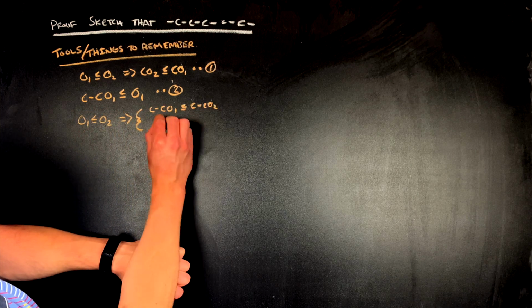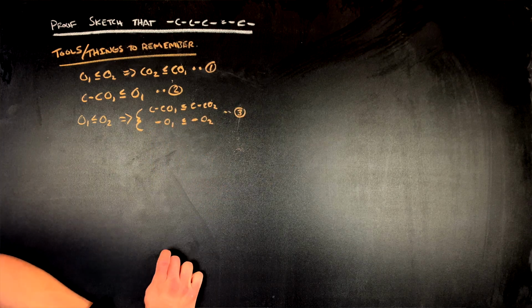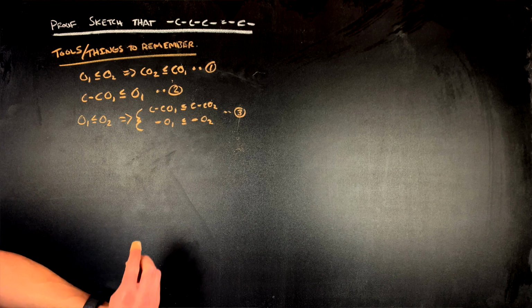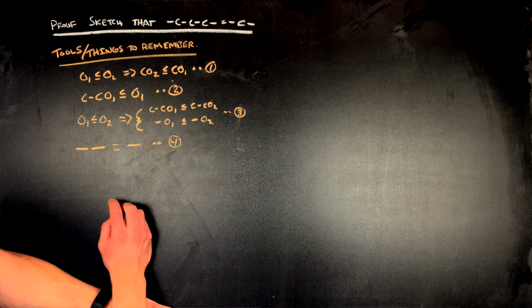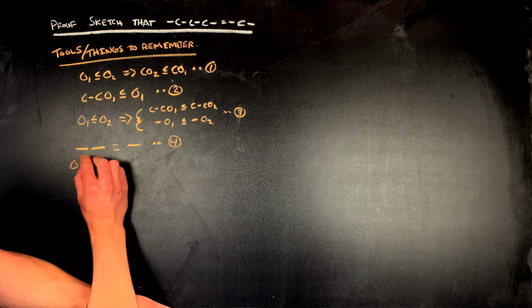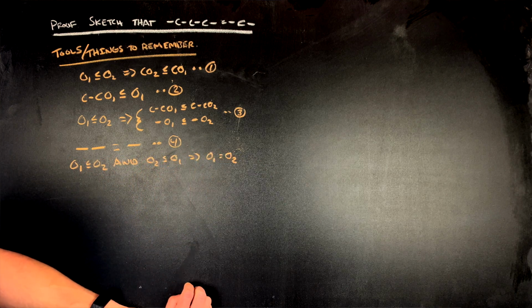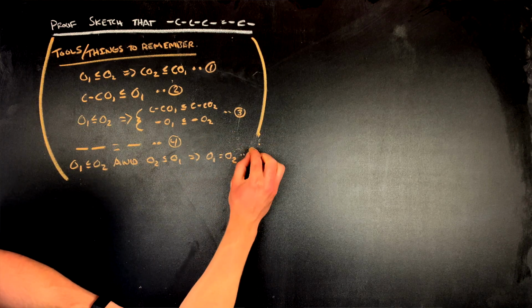So if you have O1 less than or equal to O2, that implies that the interior O1 is less than or equal to the interior O2, and the closure O1 is less than or equal to the closure O2. 4, bar bar is going to be equal to bar because that's a reduction. And lastly, if O1 is less than or equal to O2 and O2 is less than or equal to O1, then O1 must be equal to O2 as operations.